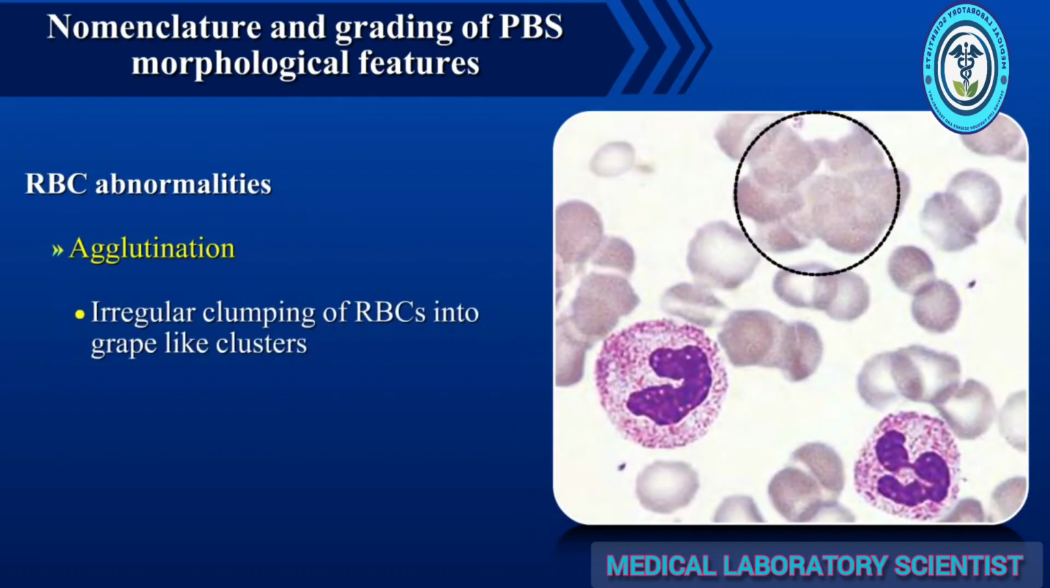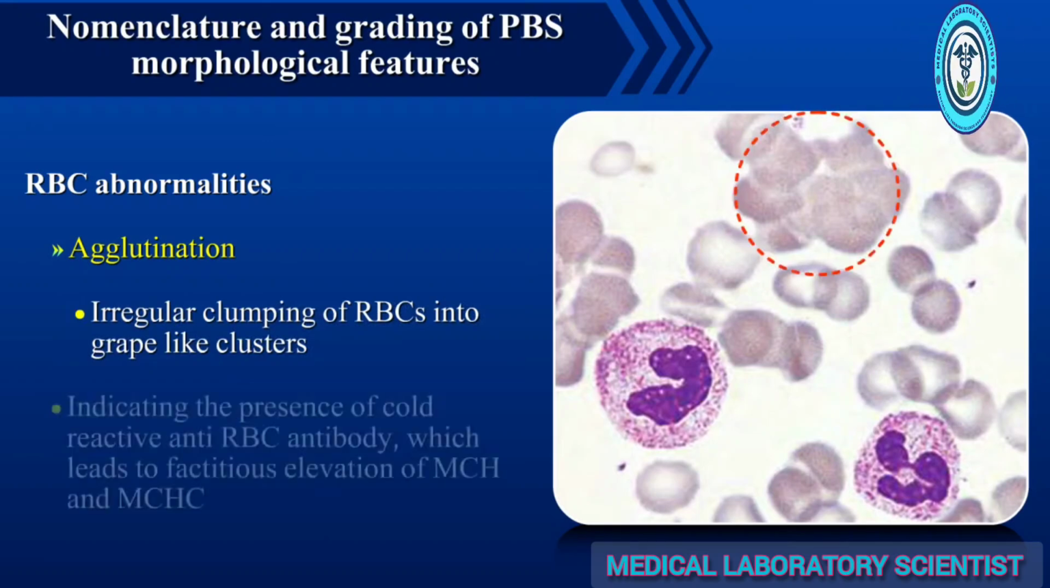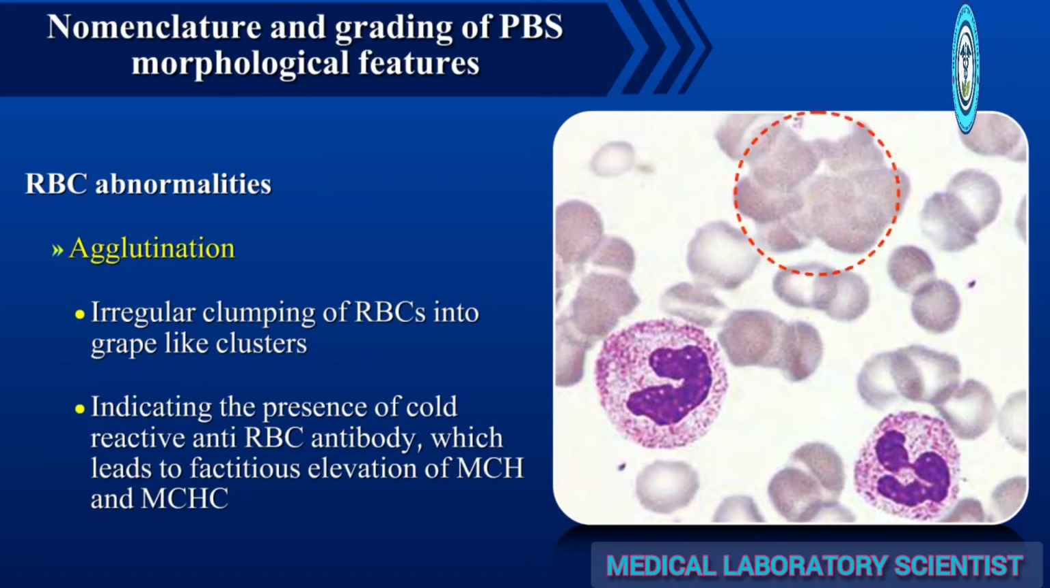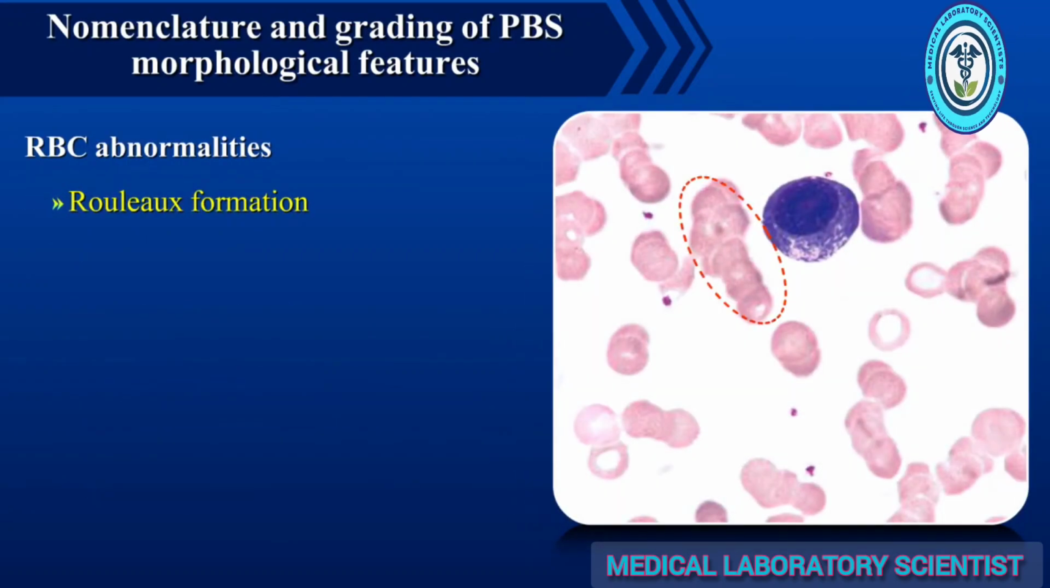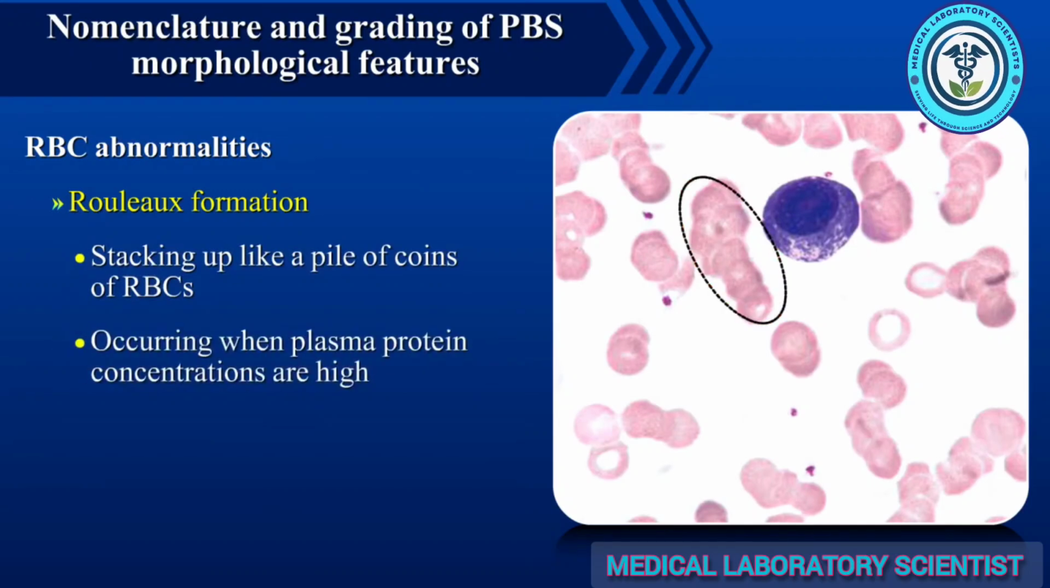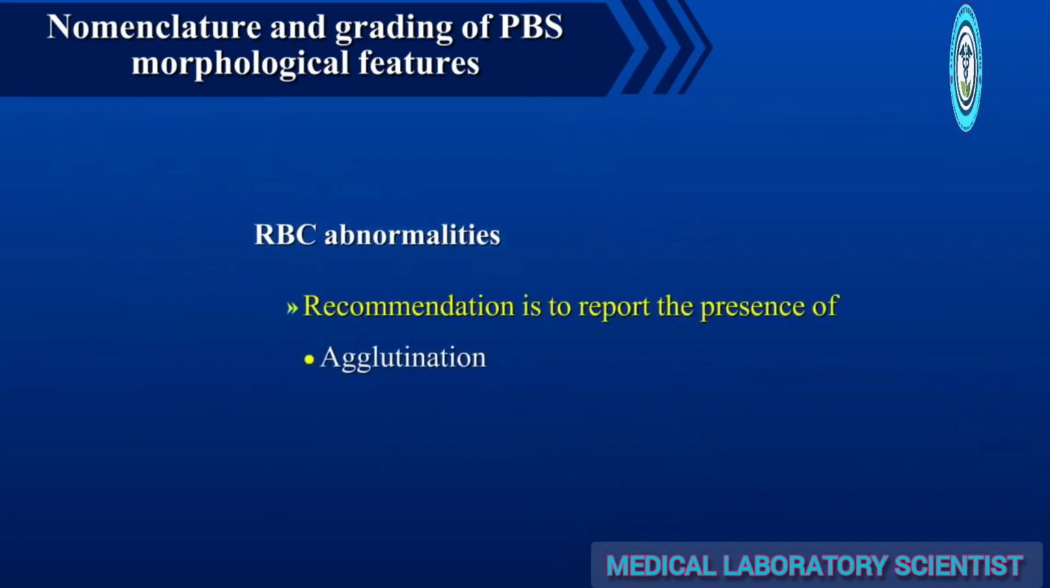Agglutination is the irregular clumping of red blood cells into grape-like clusters, usually indicating the presence of cold reactive anti-red blood cell antibody, which might lead to factitious elevation of MCH and MCHC. Rouleaux formation is the stacking up, like a pile of coins, of red blood cells, usually occurring when plasma protein concentrations are high. For agglutination and rouleaux formation, the recommendation is to report the presence when observed.